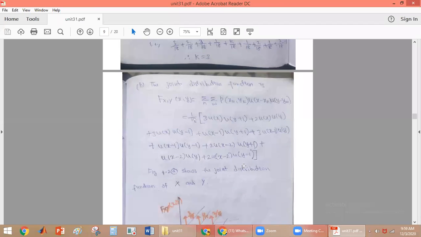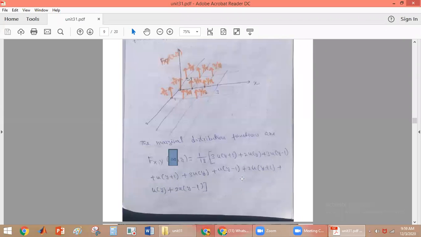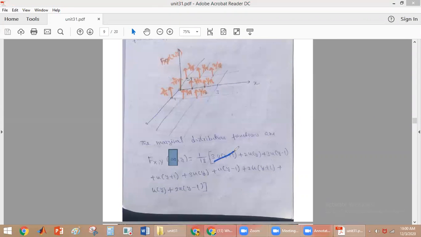Then the common elements will be added here. If you observe this, how many u of y plus 1 terms are there? We'll add all of these. Its value is 3 plus 1 plus 2, so it is 6. Similarly, 6 u of y plus 1. Similarly, we count the u of y terms. How many u of y terms are there? This one and this one, and this one. If you count, add the amplitudes.